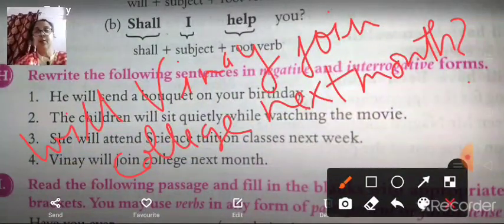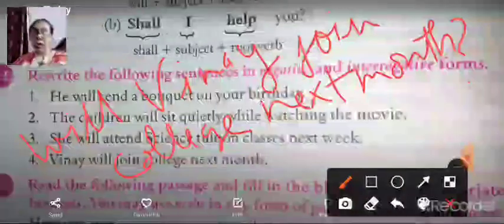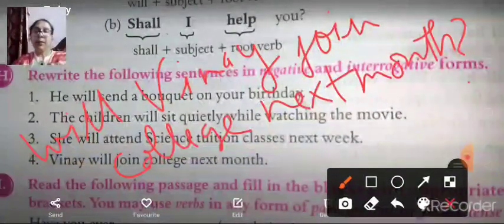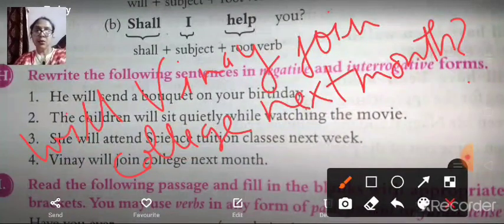I hope you also have done it, and you just revise this chapter number 14, and homework I am giving you. This is exercise number L. After H you can find exercise number L, page number 112. This is your homework to complete. So that's all for today. Have a good day.